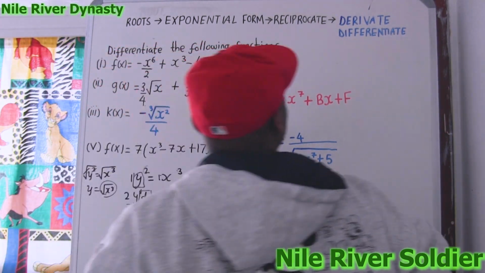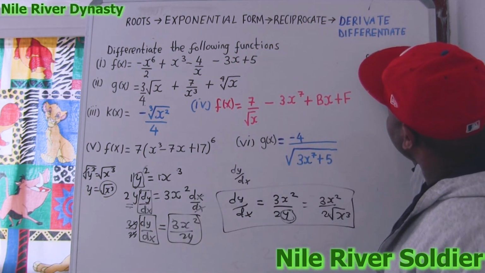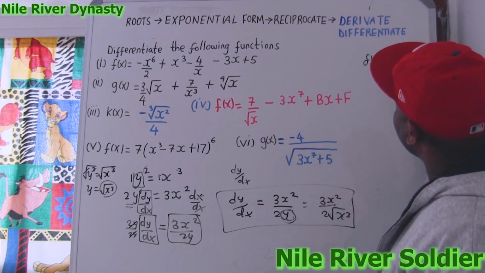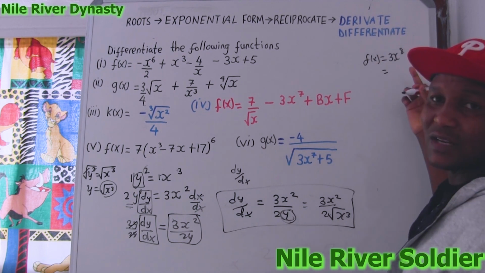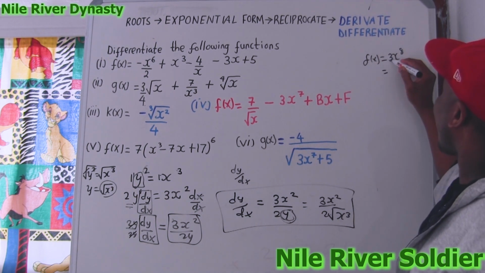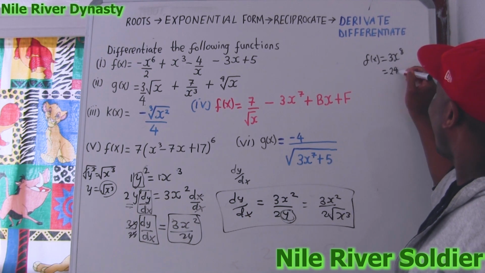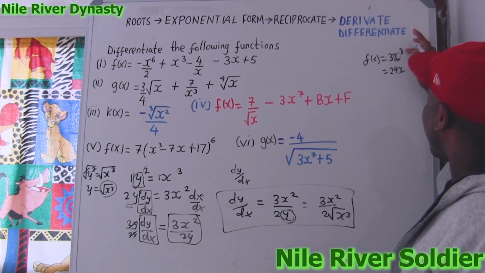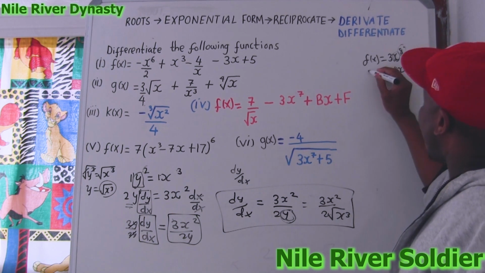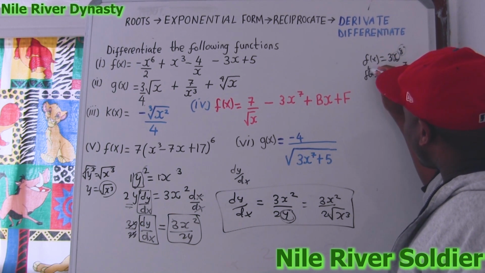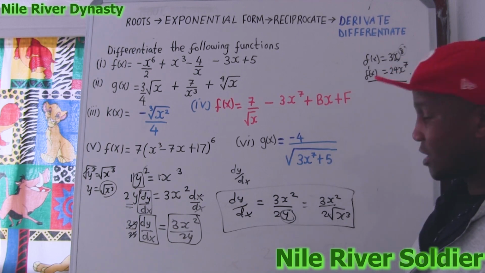Somebody gave you, for example, f of x equals 3x to the power of 8. How are you going to differentiate this? When you differentiate, this number is going to come here and multiply. It's going to give you 24. Drop this number, and then take 8 minus 1, so 8 minus 1 equals 7. Then write f and put a prime. That's how you differentiate. You know what I'm saying?